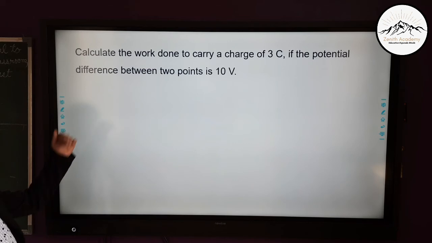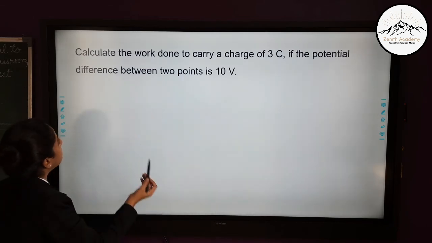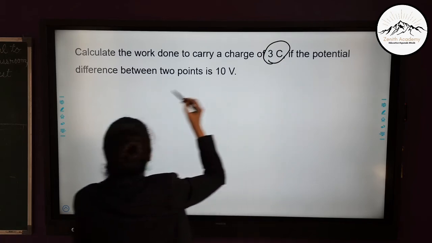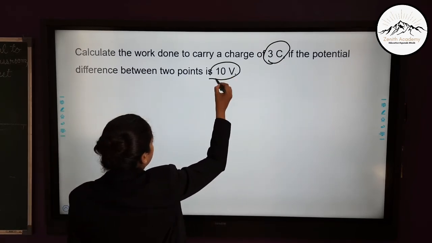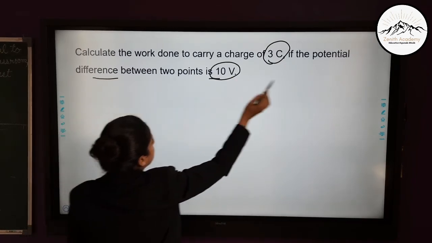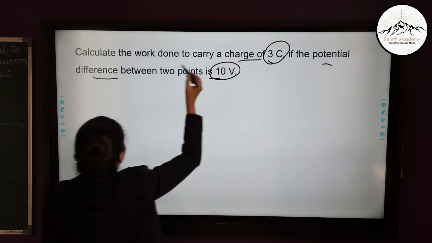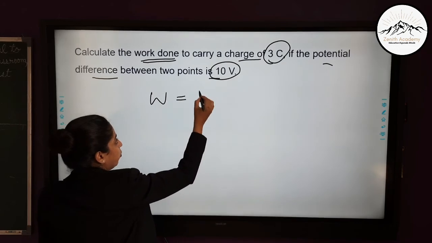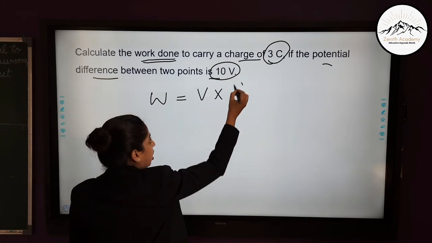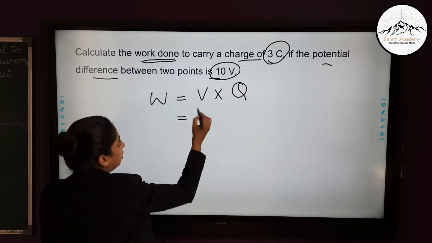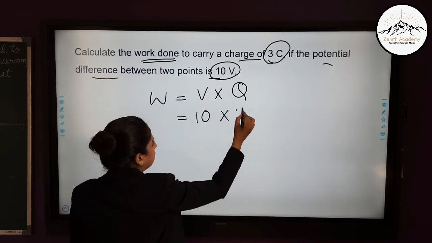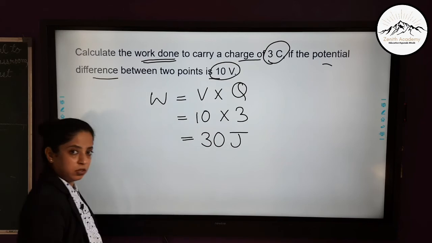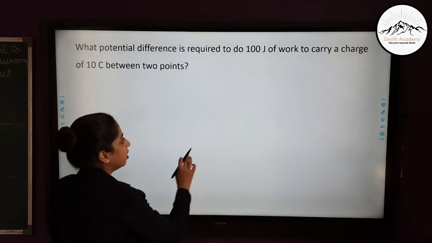Let's see the next sum. Now in the next sum, calculate the work done to carry a charge of 3 coulomb if the potential difference between the 2 points is 10 volt. So they have given potential difference and they have given charge and we are supposed to find work done. So we know work done is equal to potential difference into charge. So it will be 10 into 3, that would be 30 joules. Right, this is very easy. Now let's see our next sum.